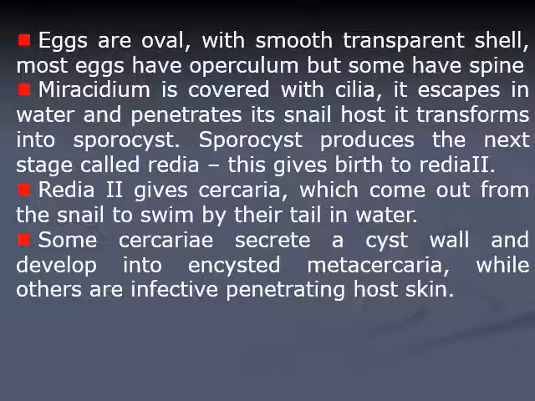Some cercariae secrete a cyst and develop into encysted metacercaria, while others are infective, penetrating the host skin. This is the shape of the miracidium and the cilia around. This lump is germinal cells which form the organs afterwards.